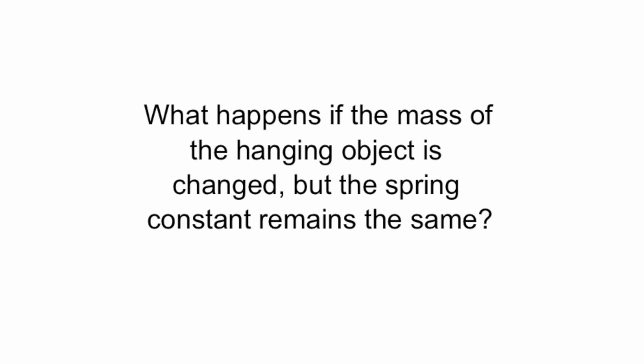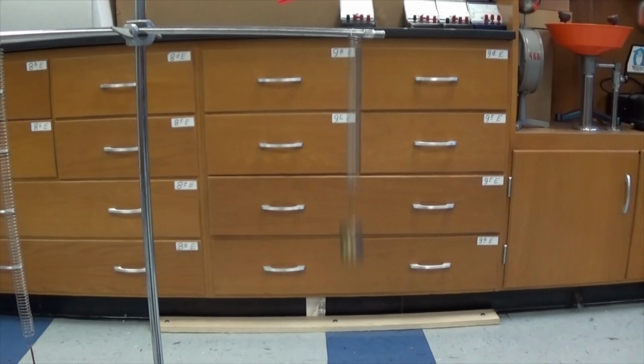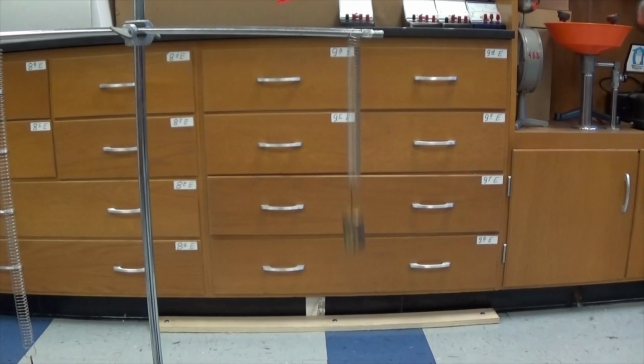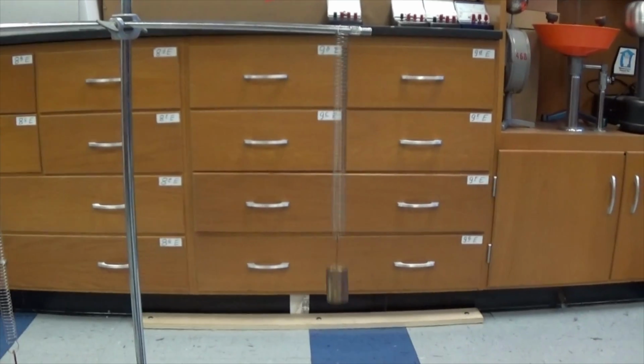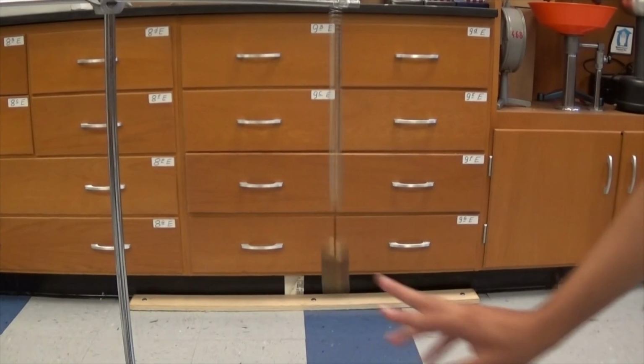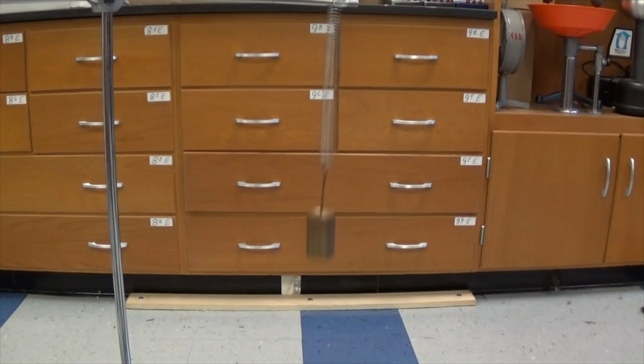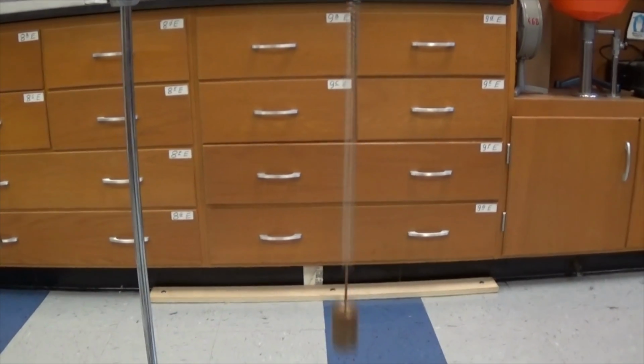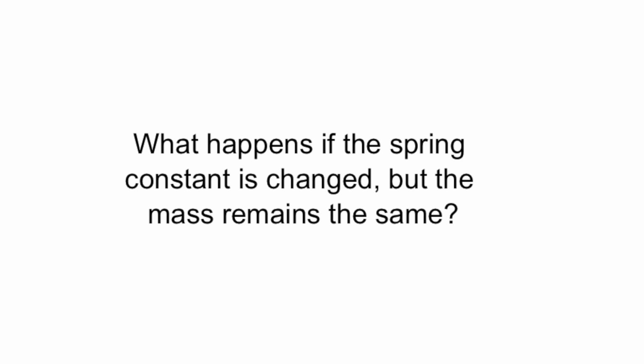Well, what happens if the mass of the hanging object is changed, but the spring constant remains the same? Also, what happens if the spring constant is changed, but the mass remains the same?